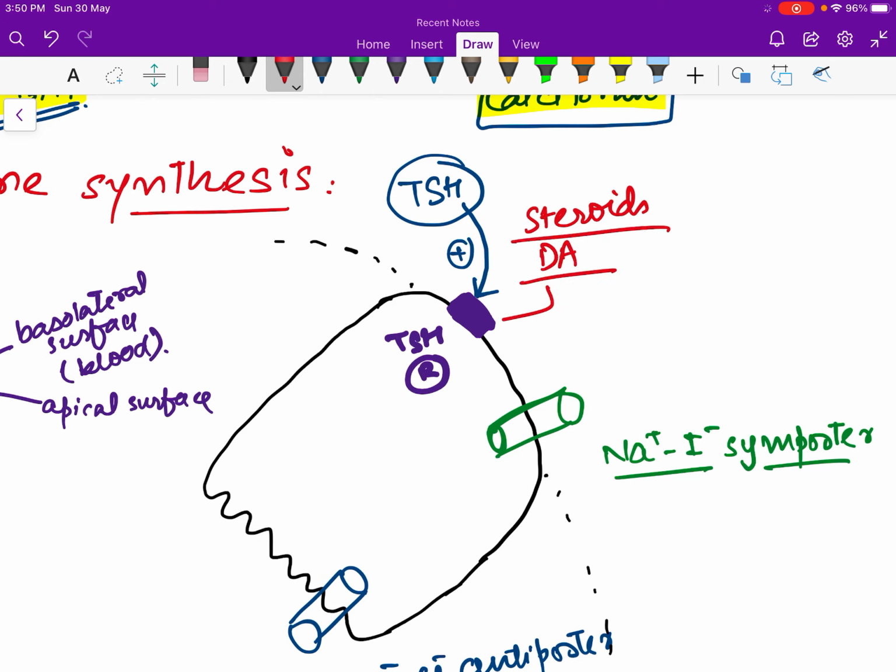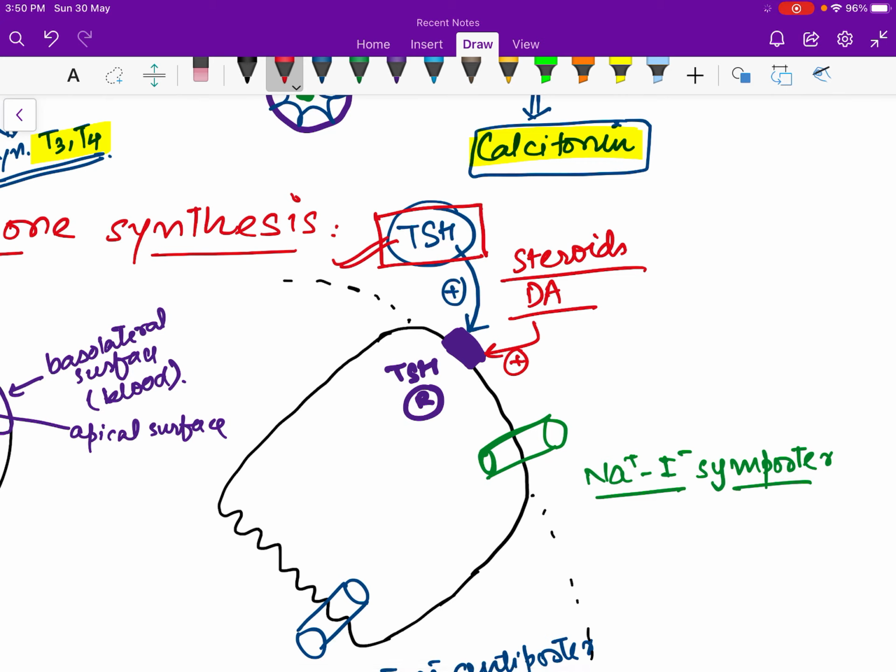They can also stimulate the synthesis of thyroid hormones. Another important point that we should know is that TSH is not necessary for the synthesis of thyroid hormones. Without thyroid stimulating hormone, thyroid hormone synthesis can take place. That means if there is hypopituitarism, there will be no TSH, but hypothyroidism will not be seen. So hypothyroidism is not a component of hypopituitarism.